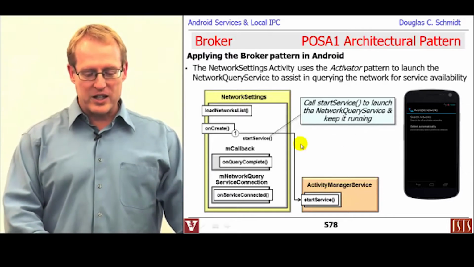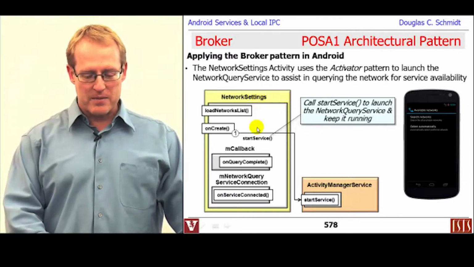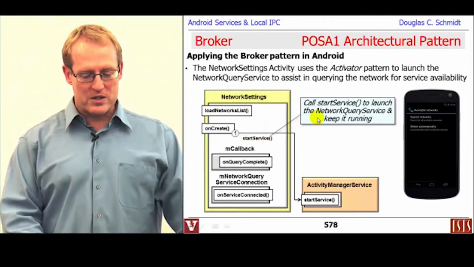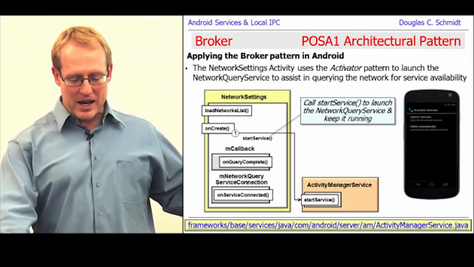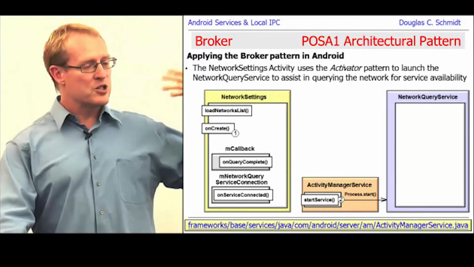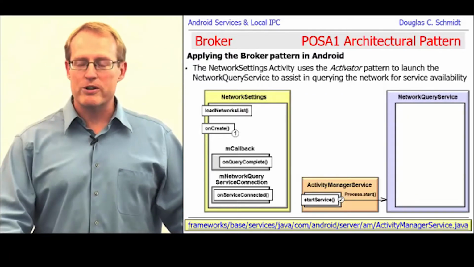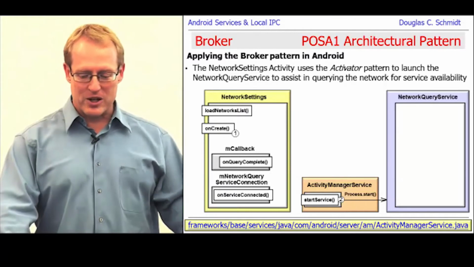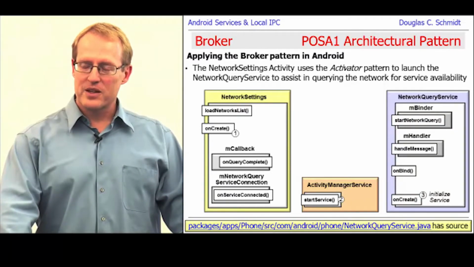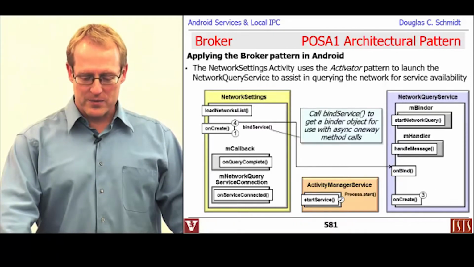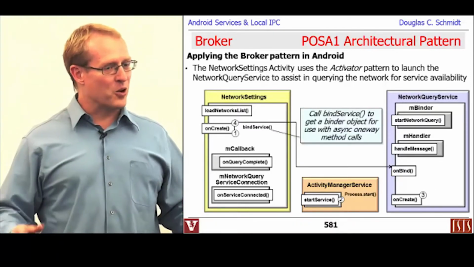But basically, here's what it does. There's an activity side of this thing called network settings, and that invokes start service, and that causes the activity manager service to go ahead and start up the network query service using the activator pattern that we talked about before. And then that goes ahead and initializes that particular service. And then here's kind of the quirky part.